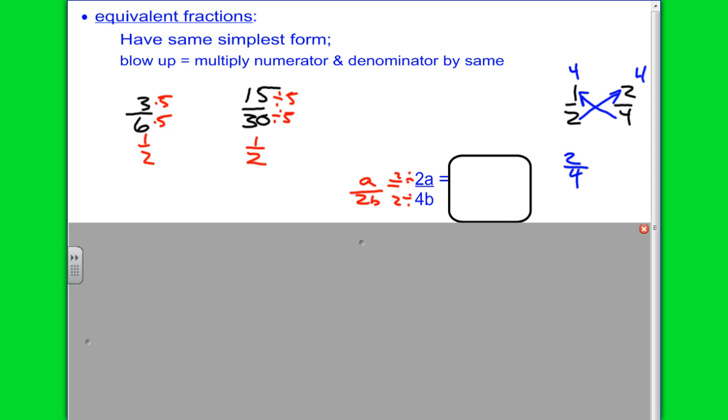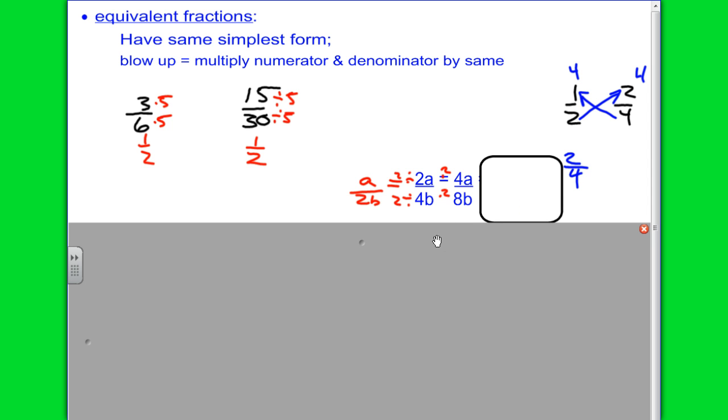They are equivalent. The other thing we could do with that same fraction is blow it up if we wanted to. What if we multiplied the top and the bottom of this fraction by 2? What would we get? What is 2A times 2? 4A, and 4B times 2. Good, so we could end up with that fraction.